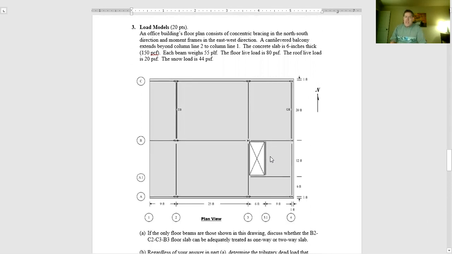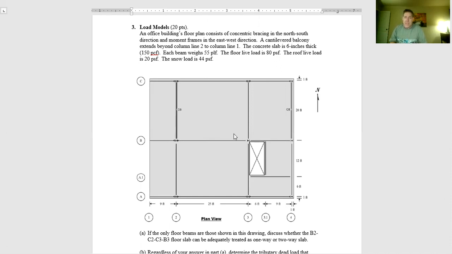In 3, we're looking at really load patterns on various members. And so the first thing we ask is whether this slab that is in the area between B to C and lines 2 to 3, whether that's a 2-way or a 3-way slab, given that this is the only part of the structural system that we see, these dark lines, right? And you have the slab.